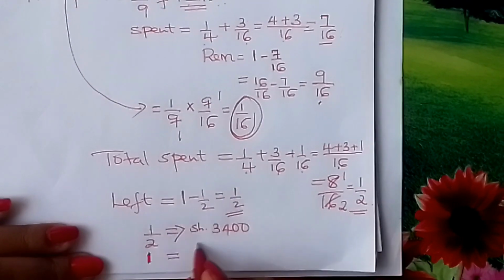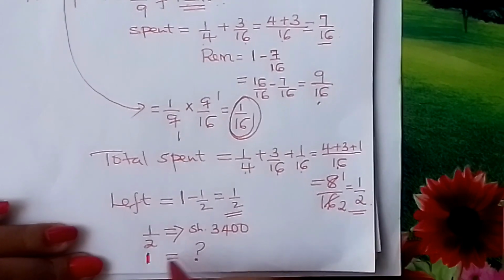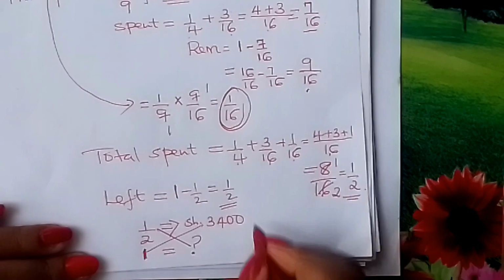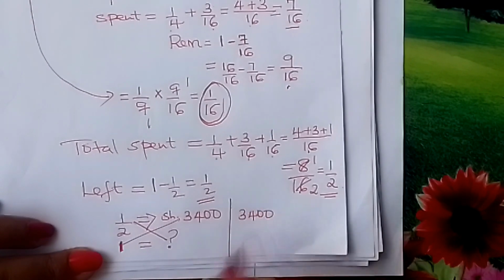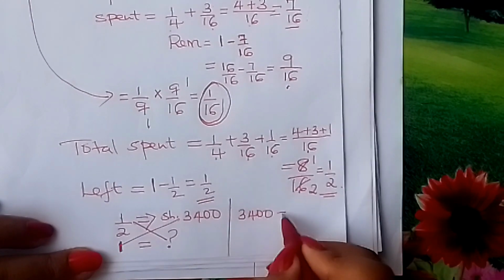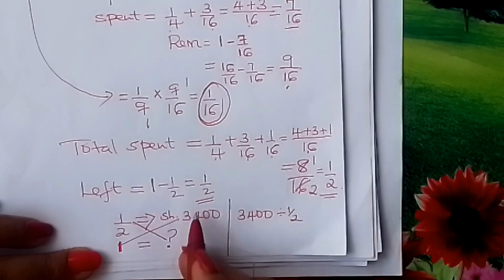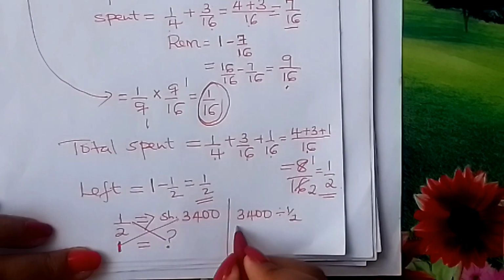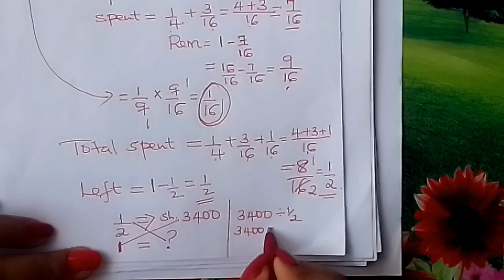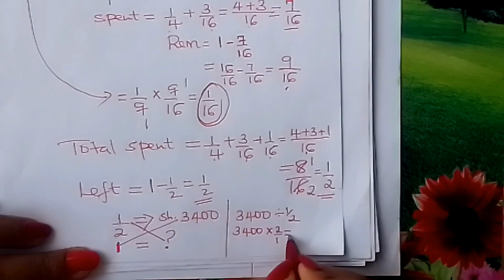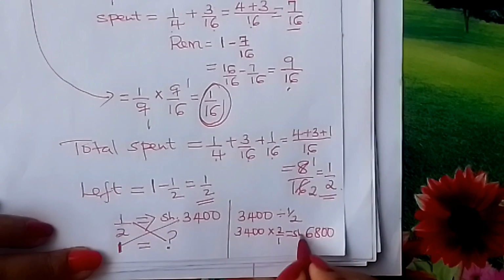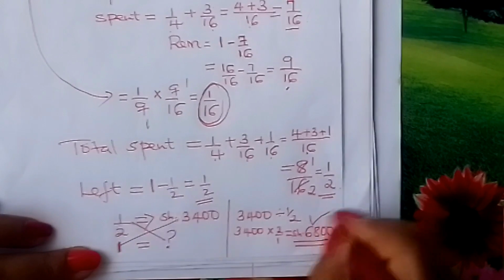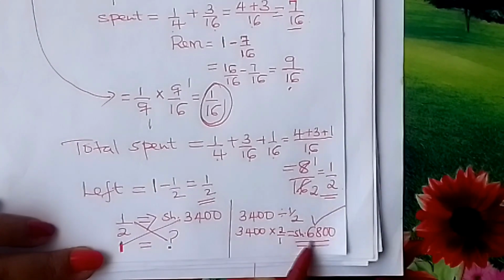Therefore, what is the whole salary? Represented with 1. What is the whole salary? Whole salary was what? Cross multiply. So you get what, learner? 3400 divided by a half. Cross multiplication. Divided by a half. So it is 3400 times 2 over 1, which gives you 6,800 shillings. Look at that, learner. This was his salary. That was his salary.